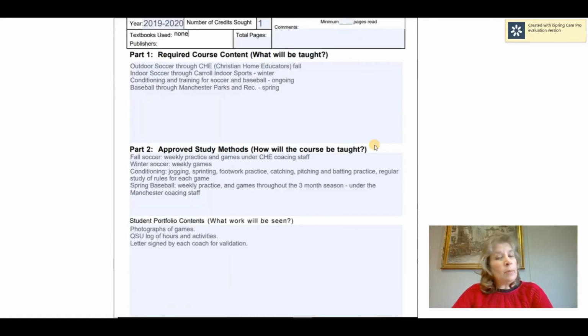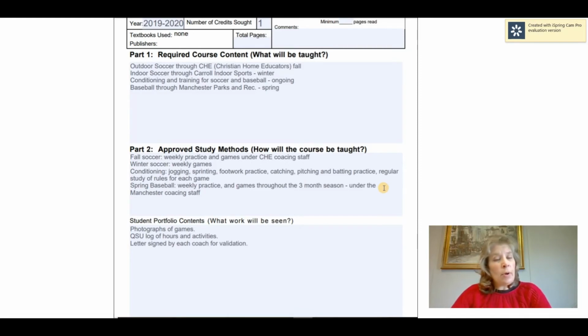Then I have filled out Part 2, the approved study methods. How will the course be taught? For fall soccer, the student will attend weekly practices and games under the CHE coaching staff. Winter soccer, he will be participating in weekly games, but no practices, so they were not indicated. For the conditioning part of this credit, he will be jogging, sprinting, working on footwork practice, catching, pitching, and batting practice, and regular study of the rules for each game.